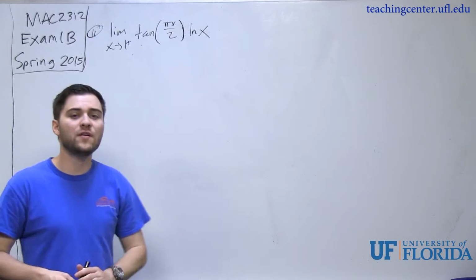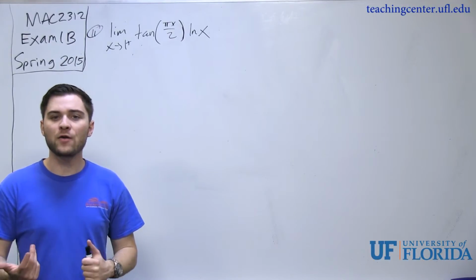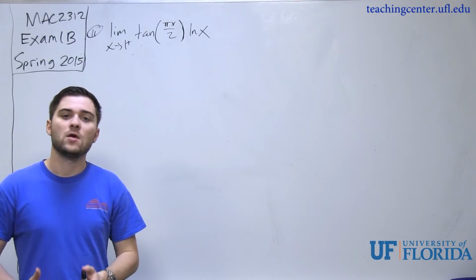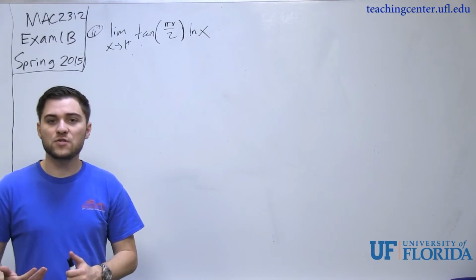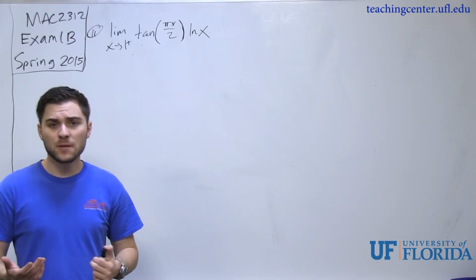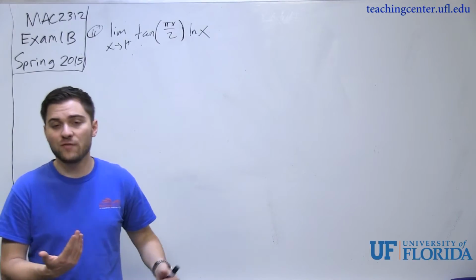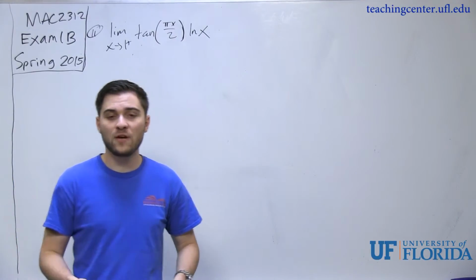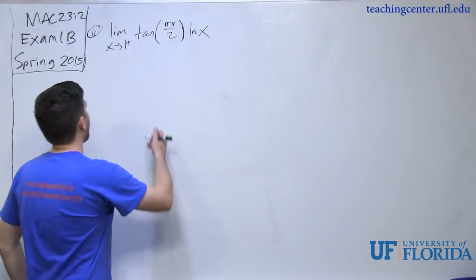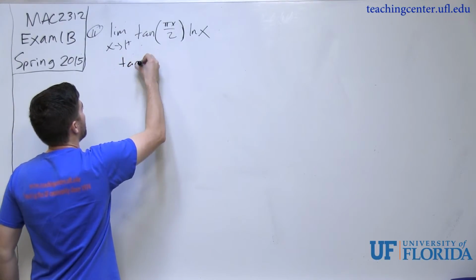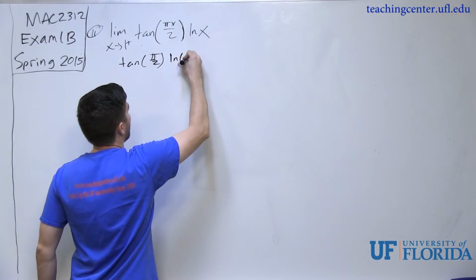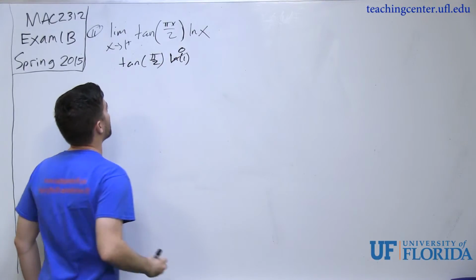So the first thing I do whenever I see a limit problem, always evaluate it at that point and see if it's indeterminate. Because if it's indeterminate, you have an option to do L'Hopital's rule to reduce it down. But sometimes you might surprise yourself and it might actually evaluate to a non-indeterminate form, which would just be the final answer. So in this case, if I plug in 1, I end up getting tangent of pi over 2 times natural log of 1. Well, natural log of 1 is 0.